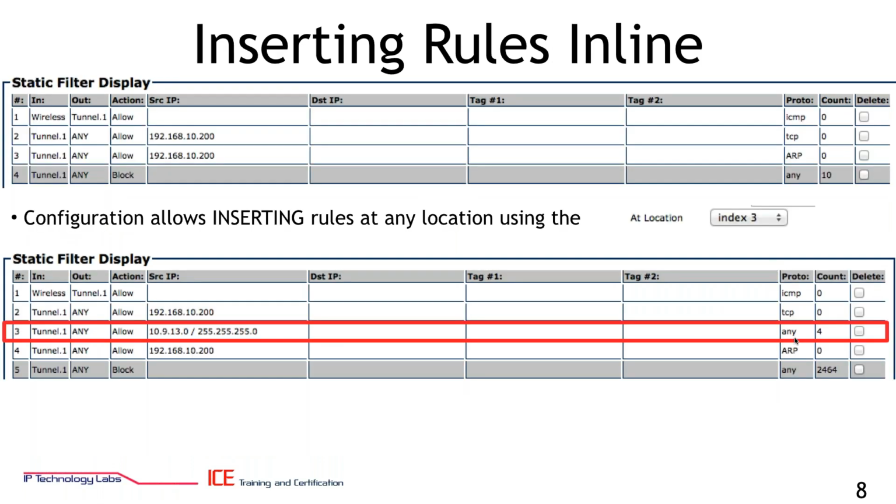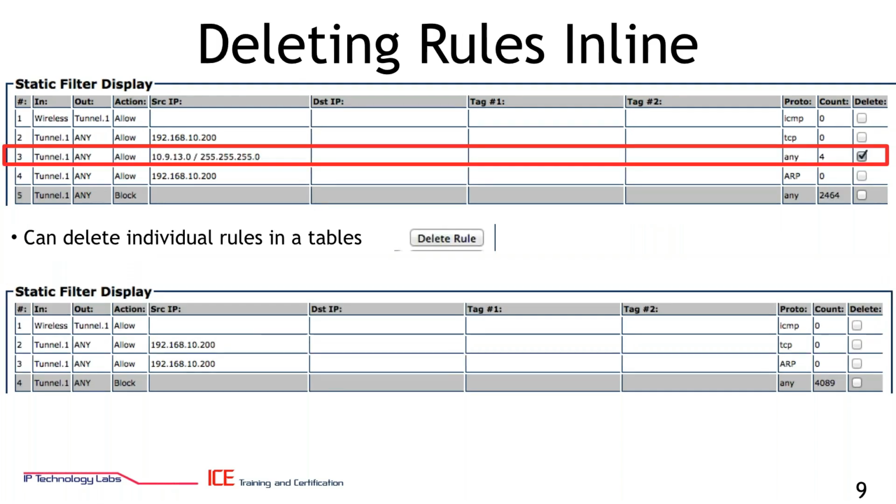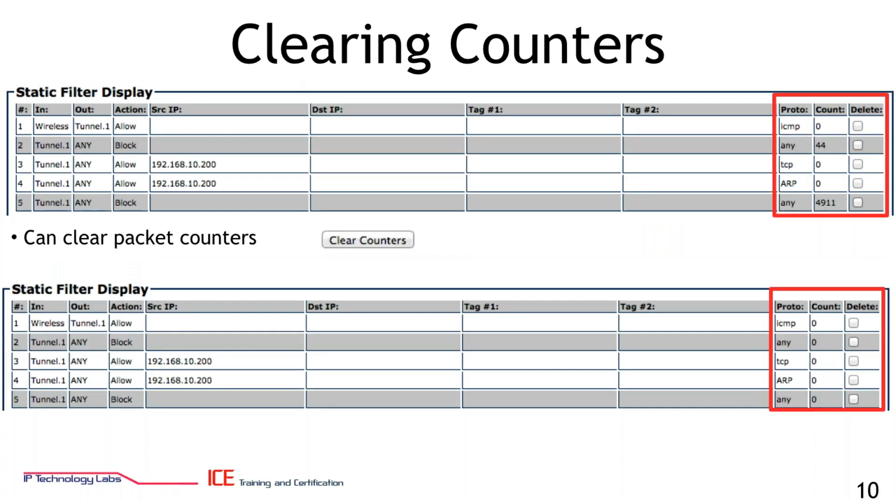We can insert rules in line. So if I've got a set of filter rules and I decide I need to have something in between these two, there's what we call an at location. And we say, I want this new rule to be at the new location of 3. I add my rule and it inserts it into the spot on 3 and everything else gets pushed down. We can delete individual rules. So I can go in and just check box which ones I want to delete, say delete those rules.